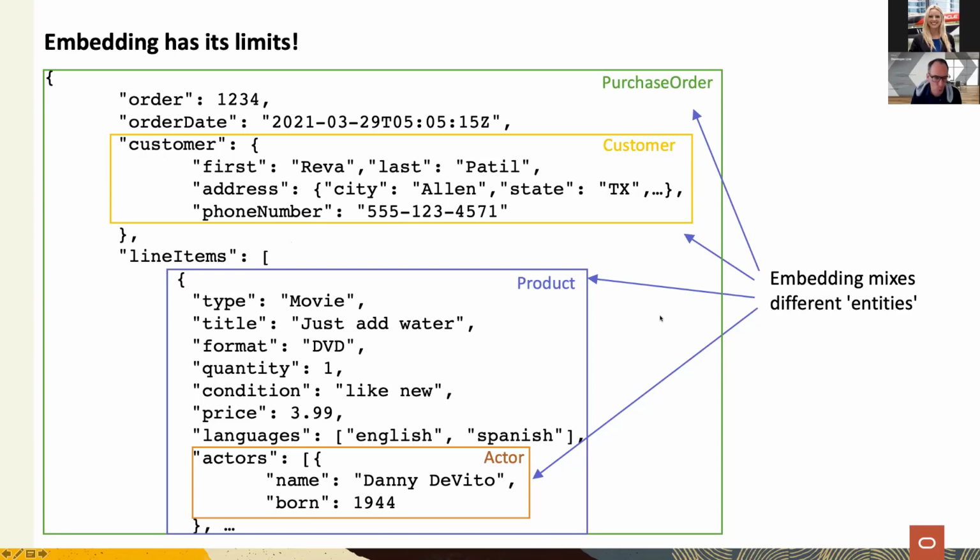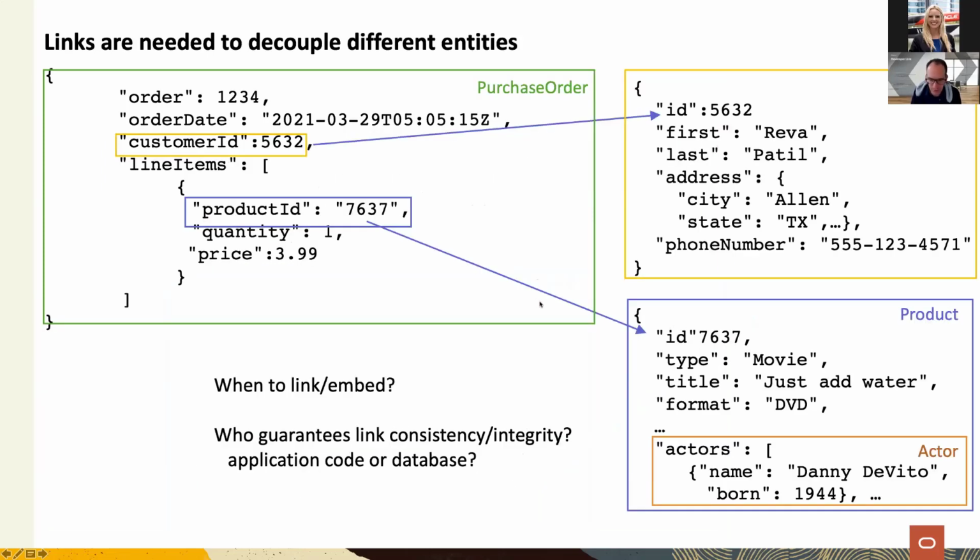So what you want instead, even if you work with JSON, is a system where you can store your entities separately. So you may have an entity purchase order or an entity customer. And even if you represent this in JSON format, you want to be able to perform joins or transactional changes across these different entities.